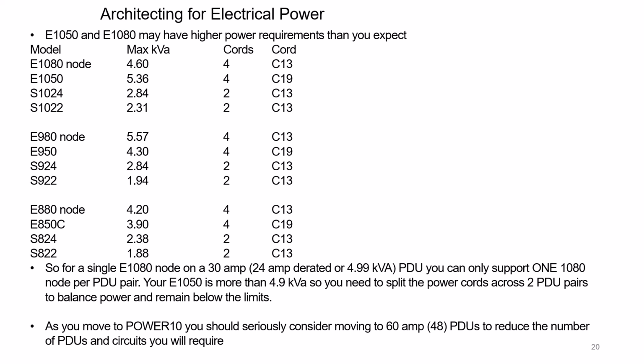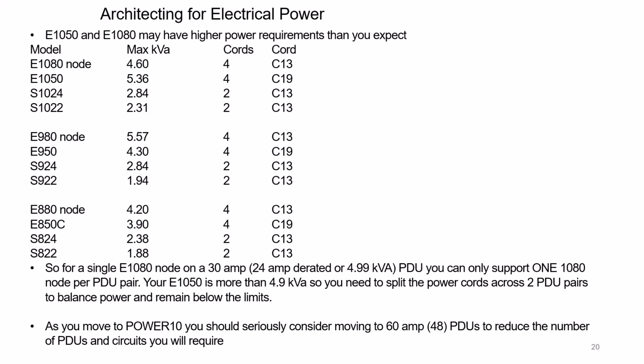However, if you look at the E1050, it draws more kVA than a 30 amp PDU can provide. So if you were going to stick with 30 amp PDUs, you would need 4 of them, with each cord going to a separate PDU, and then for the first pair, you would divide the 5.36 by 2, and that's what each one in the pair would be carrying. And for your redundant pair, that's what they need to be capable of carrying. So that's the kind of math that you need to do.